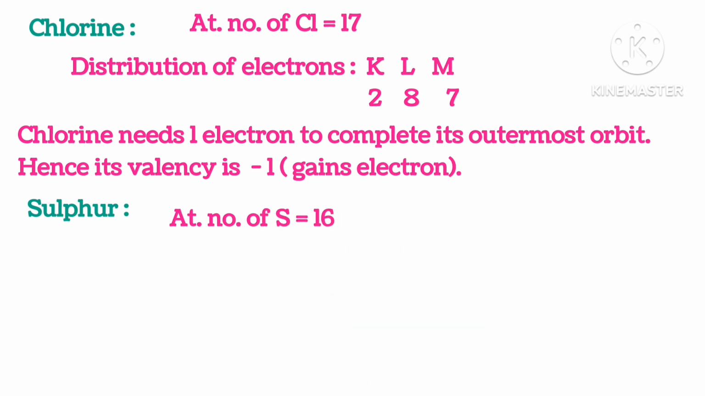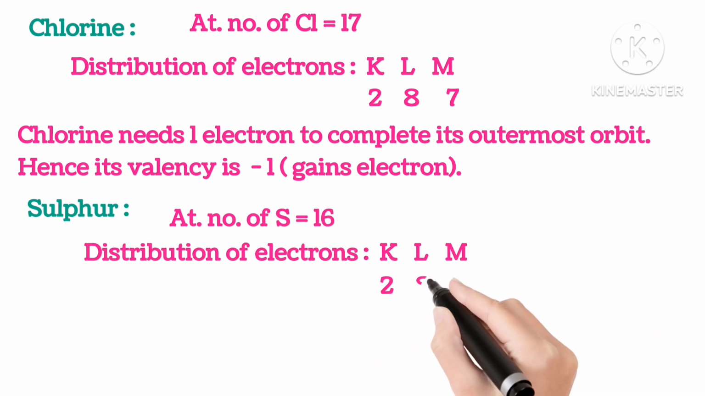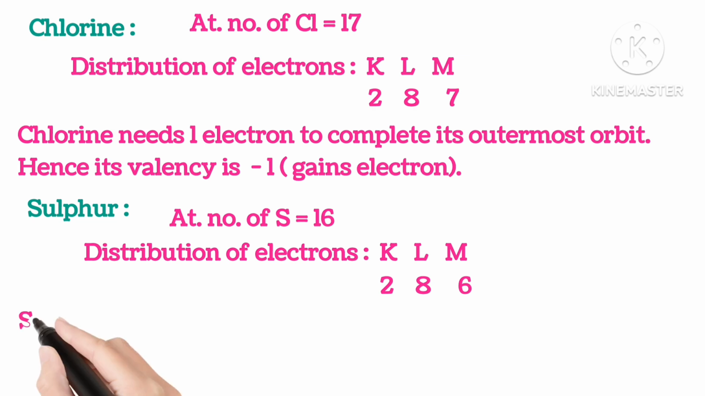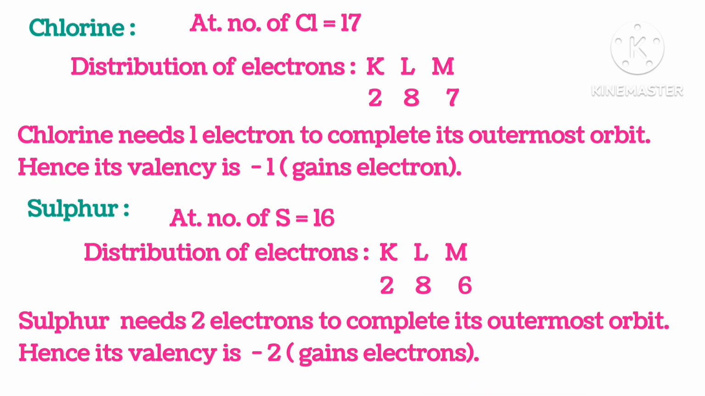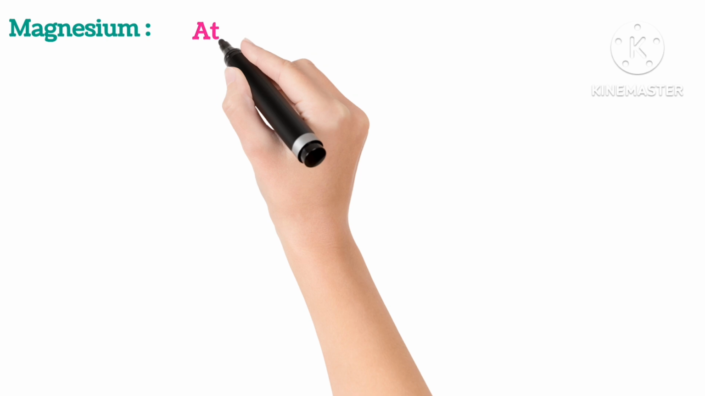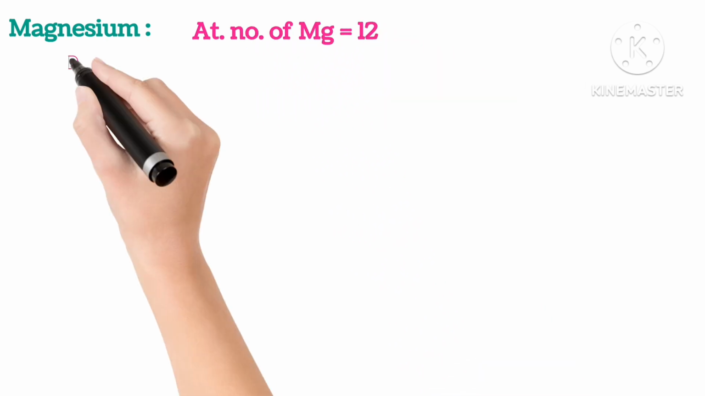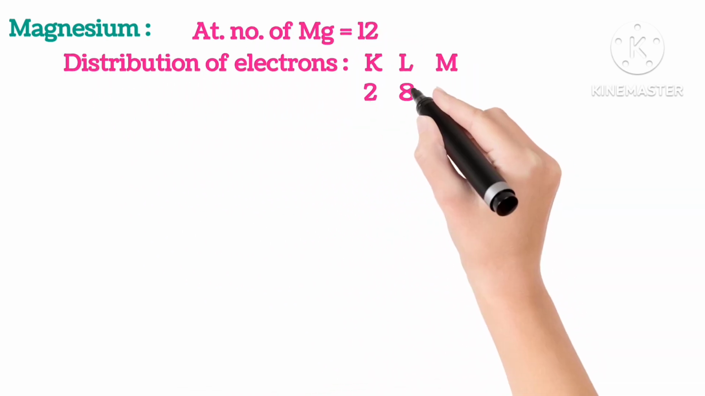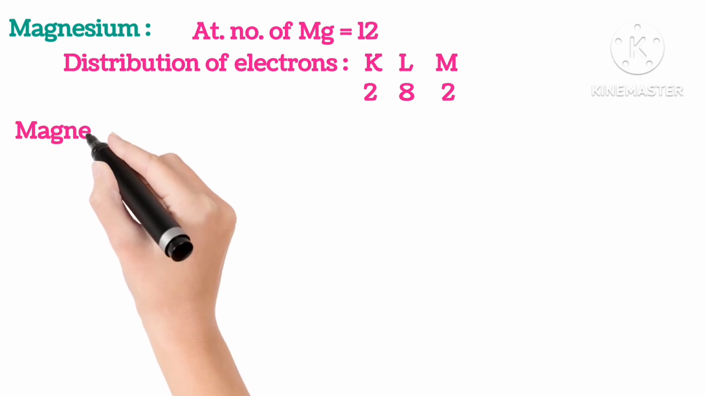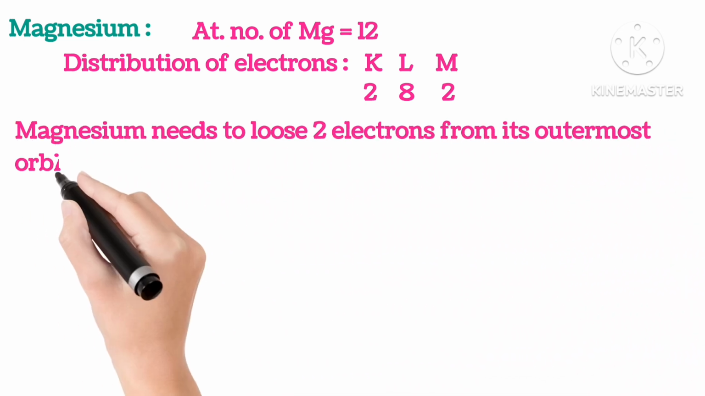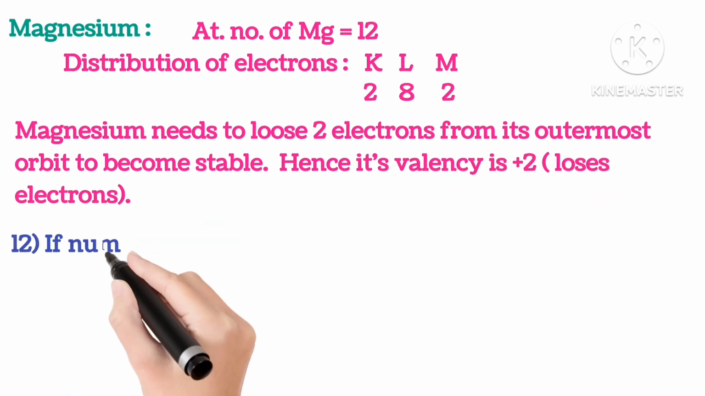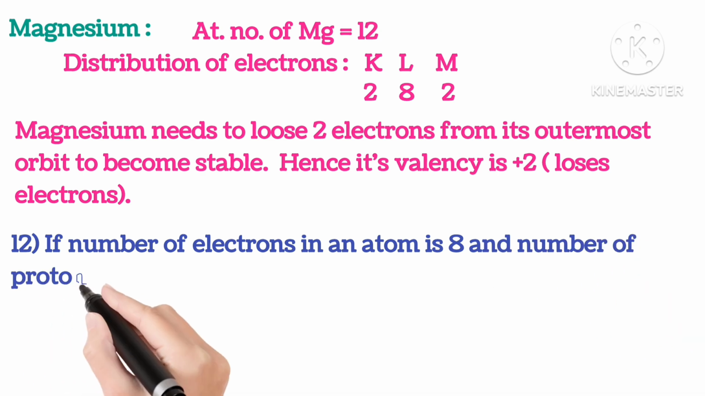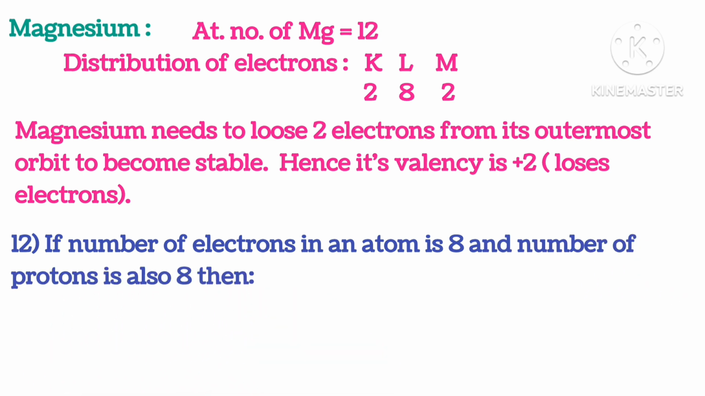Sulfur's atomic number is 16, so distribution of electrons will be 2, 8, 6. Since sulfur needs 2 electrons to complete its outermost orbit, its valency is -2. Magnesium. Atomic number of magnesium is 12. Distribution of electrons is 2, 8, 2. Magnesium needs to lose 2 electrons from its outermost orbit to become stable, hence its valency is +2, that is it loses 2 electrons.